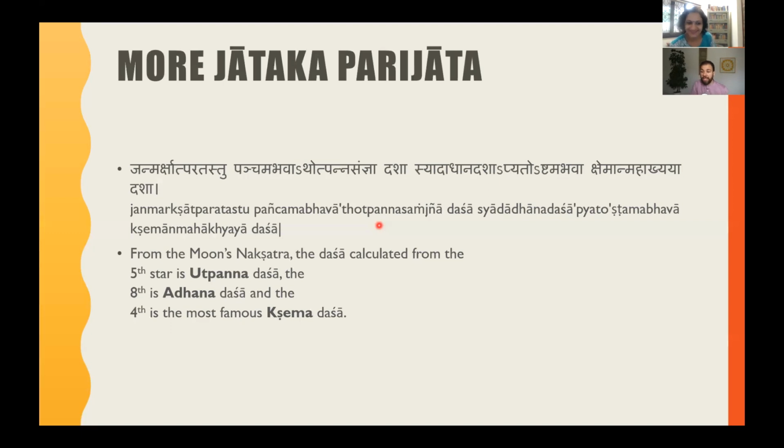I'll show you why, but I need to tell you that these exist. So there's one of them which is called Utpana, and we say it is the 5th nakshatra. And then we have another one which is called Adana Dasha. Now this one is what we call the 8th nakshatra. When you learn the names of the different nakshatras, you learn there's one which is called the 8th nakshatra, and its name is Adana.